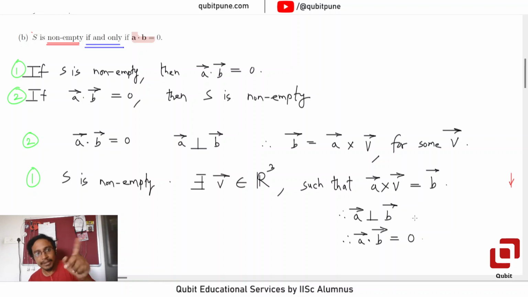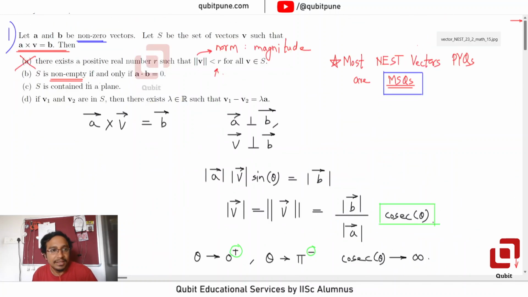Okay. Remember, in a biconditional, when you see if and only if, you have to prove it from both sides. Assuming this, check for this. Assuming this, check for this. And if both of them turn out to be true, only then the biconditional statement you have made will be considered as true. Okay? So option B is correct.